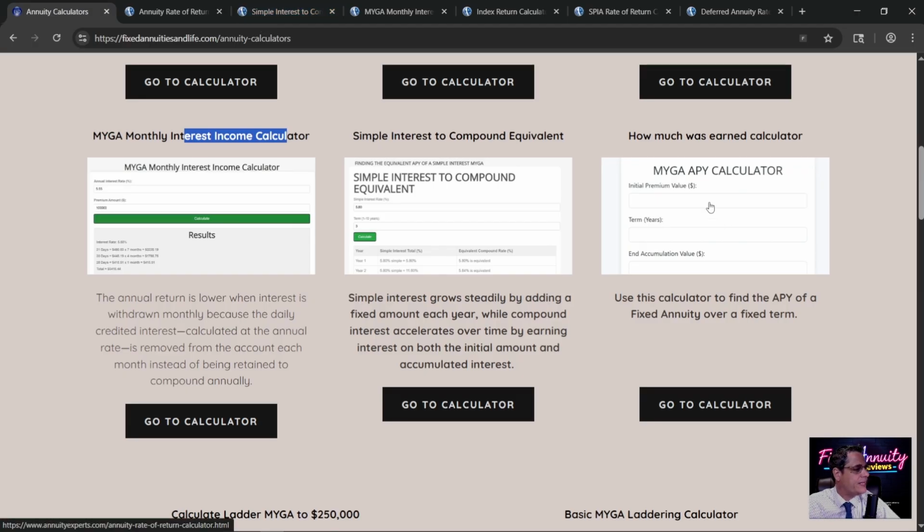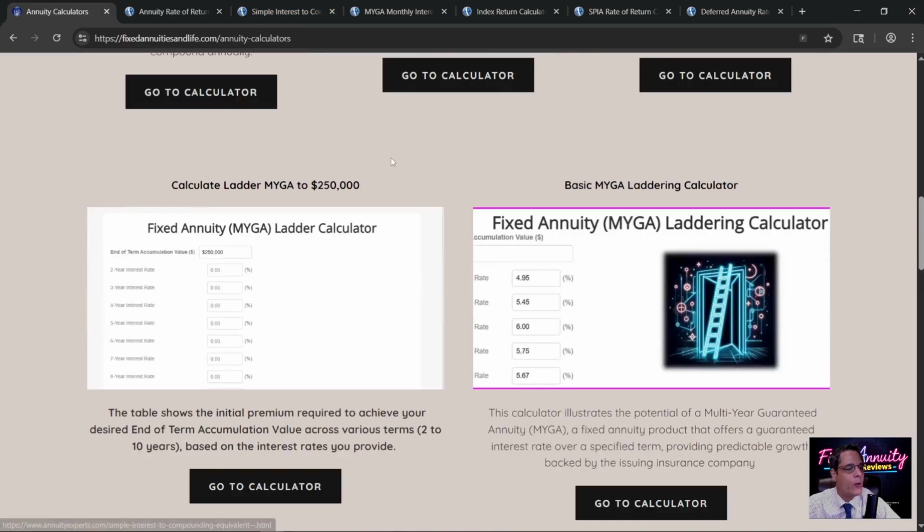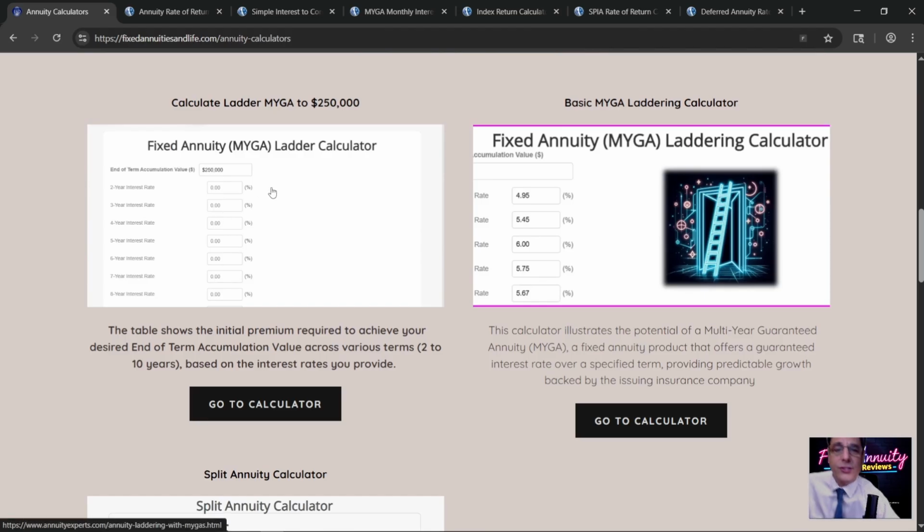So far, that brings us to the MYGA APY calculator. Next, we're going to go to laddering. These are cool. So with the whole issues that came up with certain insurance companies, certain agents were asking me, hey, I need to know how much to put in so I don't exceed the state guarantee limit.